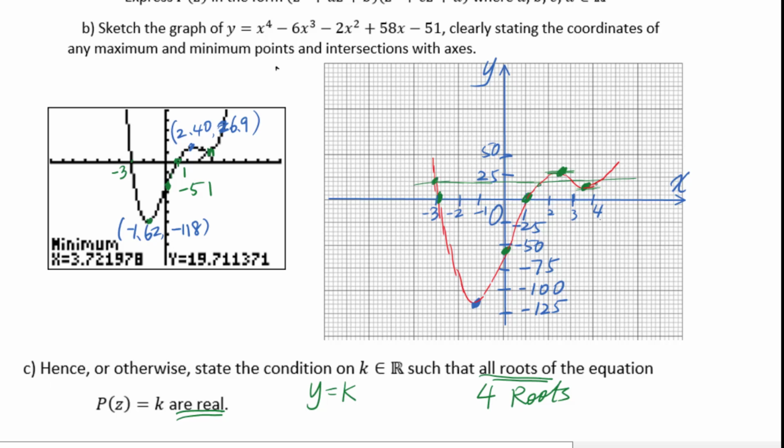1, 2, 3, 4. From calculator, we already figured out the y-coordinate of this local maximum, 26.9. The y-coordinate of this minimum point, 19.7. When k greater than 19.7, less than 26.9, all the roots of equation P of Z equals K are real.